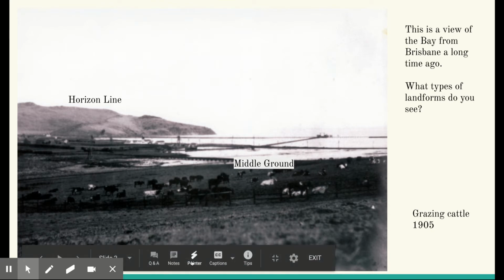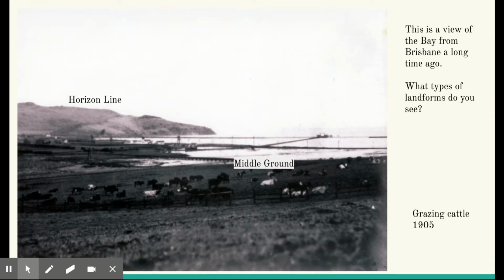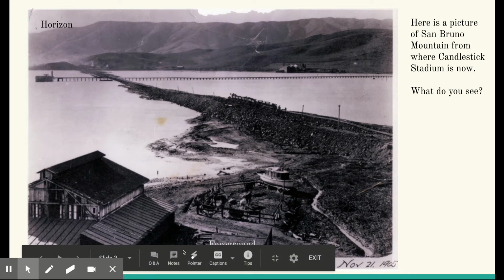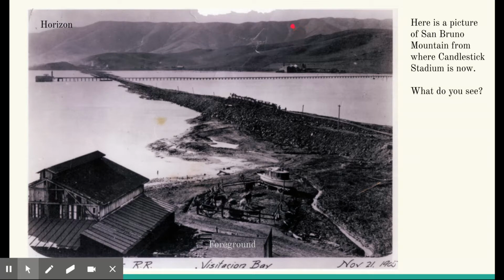All right, let's take a look at another picture of Brisbane a long time ago. Here's another one looking actually from around where Candlestick Park is. Now I can't remember what the name of it is now, but you know what I'm talking about. And we're looking toward Bruno Mountain. So let's get the little pointer. This is Bruno Mountain. This edge, this is actually just the edge of the picture. So it's a really old picture. It got ripped up. But what do you see here? This maybe answers a little bit of the question about what are those long skinny things in the previous picture.